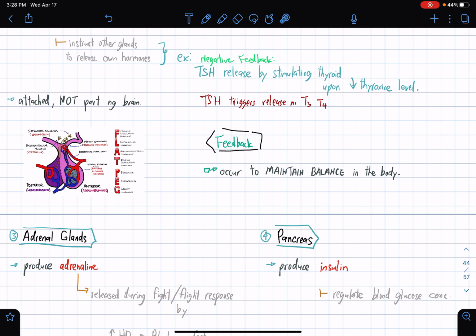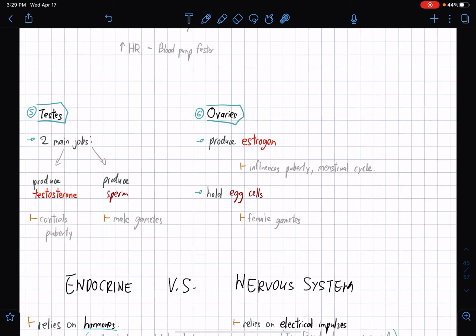Testes has 2 main jobs. That's the 5th one. One is to produce testosterone, and the other is to produce sperm. Testosterone is responsible for the controlling of puberty, and sperm for serving as the male gametes. And for the ovaries, if testes are associated with the males, ovaries are associated with the females. Ovaries produce estrogen. This hormone influences puberty and the menstrual cycle. And they hold egg cells. Egg cells are the female gametes.